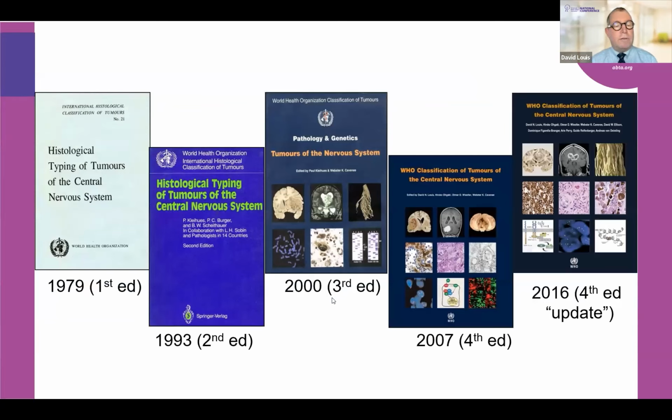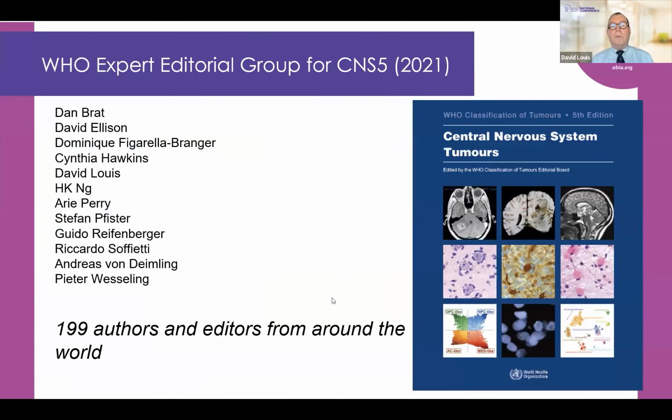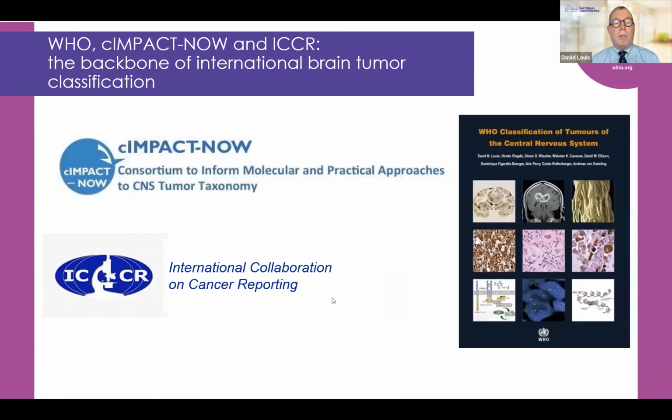For the World Health Organization, classifications have come out since 1979. There were 5 of them until last year. And this is the newest one from 2021, with a list of the various editors from around the world. But it's not only these editors, there were, for generating this, input from 199 experts from around the world. But to generate that book, it's not only dependent on the group of 199 experts, we actually have additional organizations that help us do this.